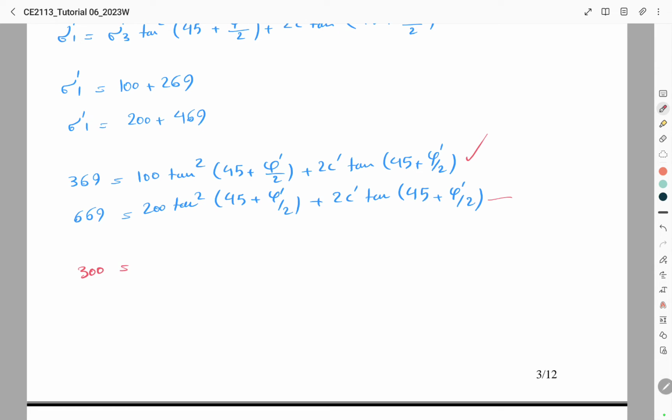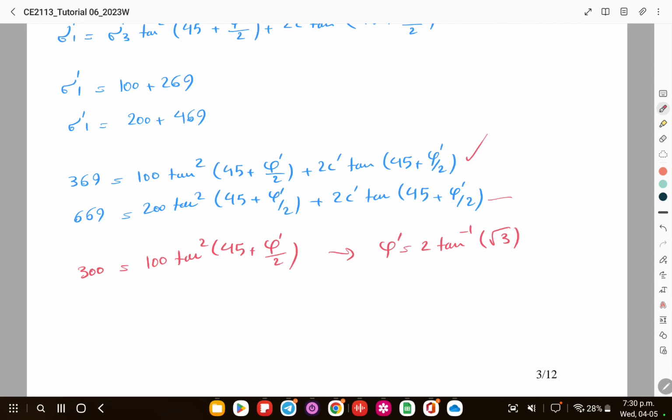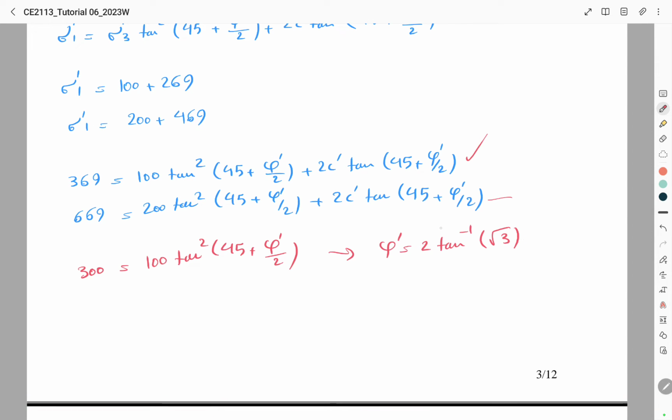300 equal to 145 plus phi prime divided by 2. And this gives us phi prime, which is equal to 30 degrees.